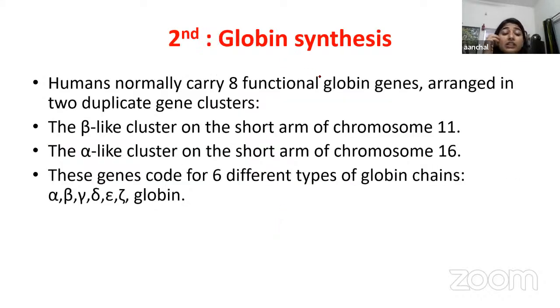Now, about the globin synthesis. Human normally carry 8 functional globin genes arranged in 2 duplicate gene clusters. We have the beta-like cluster on the short arm of chromosome 11, then the alpha-like cluster present on the short arm of chromosome 16. These genes code for 6 different types of globin chains, that is alpha, beta, gamma, delta, epsilon, and zeta globin.